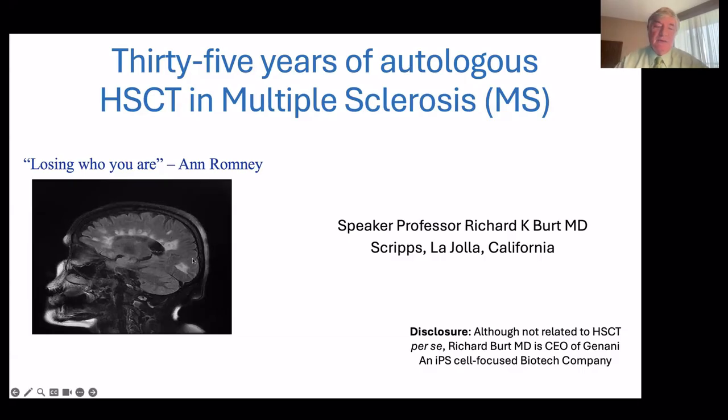Anyway, MS, for those who don't know, is a demyelinating disease of the central nervous system, with classically periventricular, so here's the ventricles, periventricular demyelinating white matter disease, and juxtacortical. Out here is juxtacortical. And patients always give a good description of what their disease is. Ann Romney is the wife of Mitt Romney, a former U.S. presidential candidate, and she described MS as losing who you are, which I think is a good description. So we're going to talk about how that was developed and the results of that compared to the drugs.